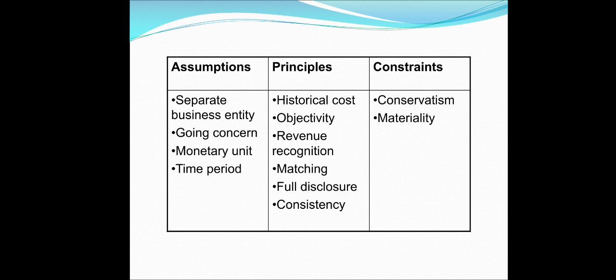Okay, in accounting we have these 12 assumptions, principles, and constraints. Most of the time, all of these things are called principles or assumptions, so it is the same thing. These are the basic rules that you have to follow when you want to do accounting record.